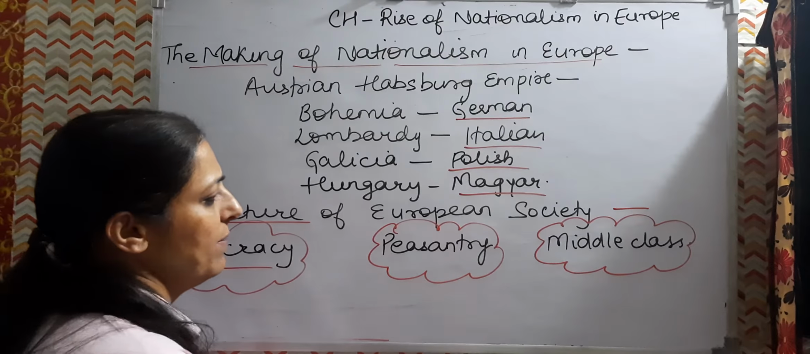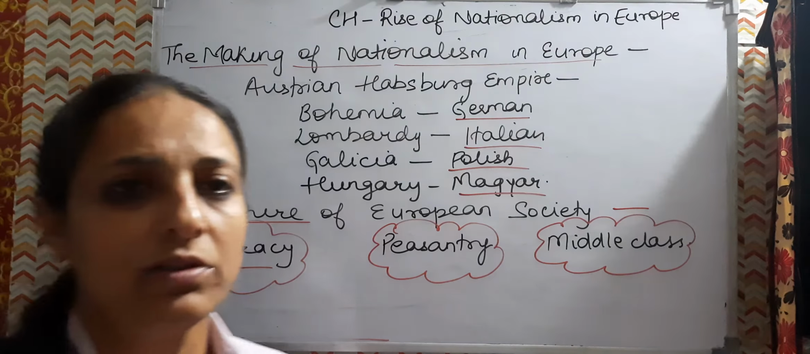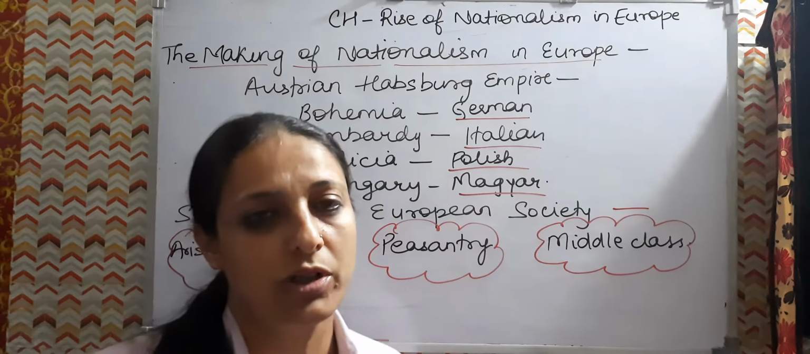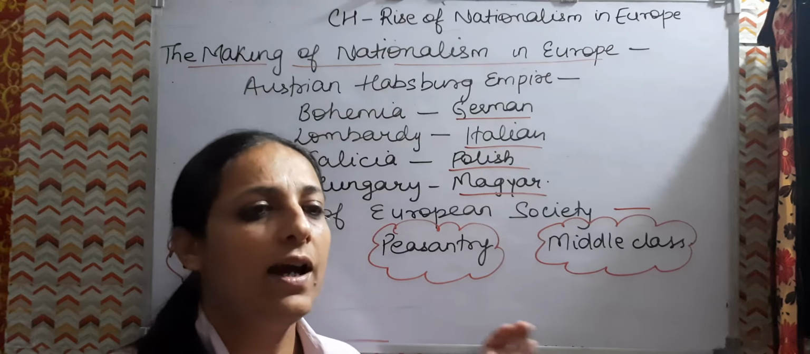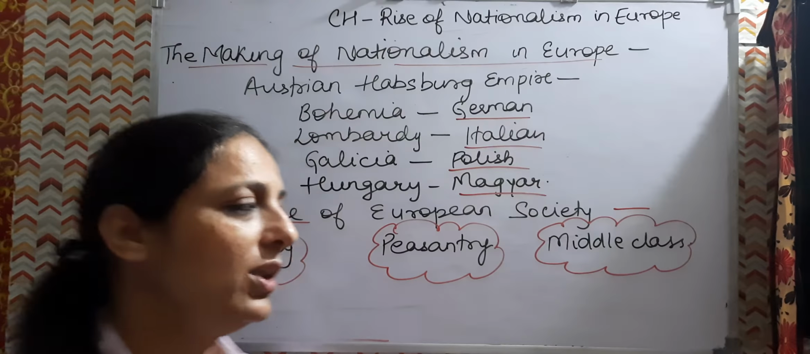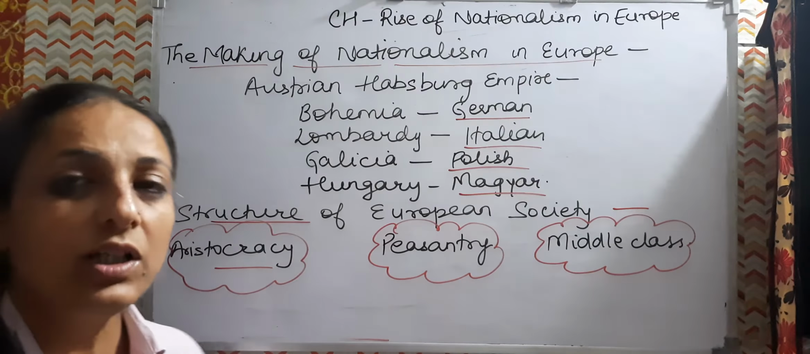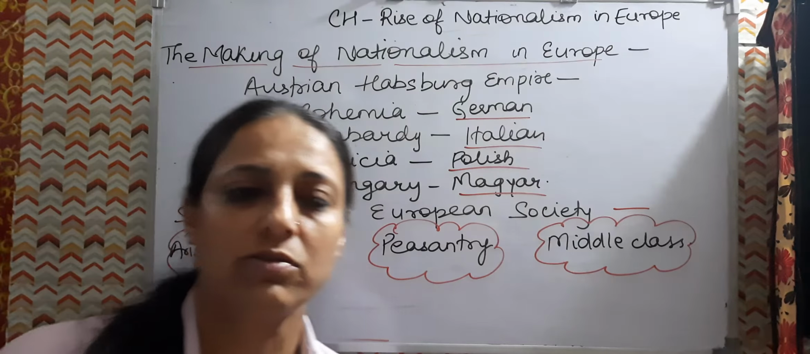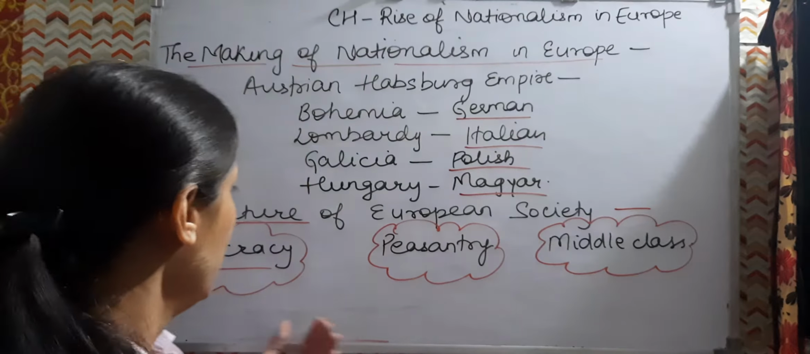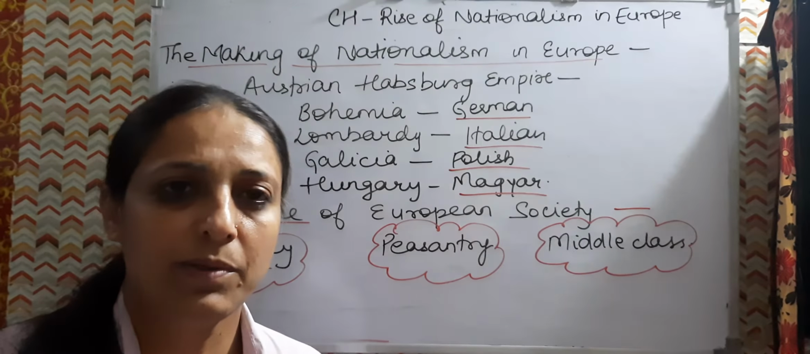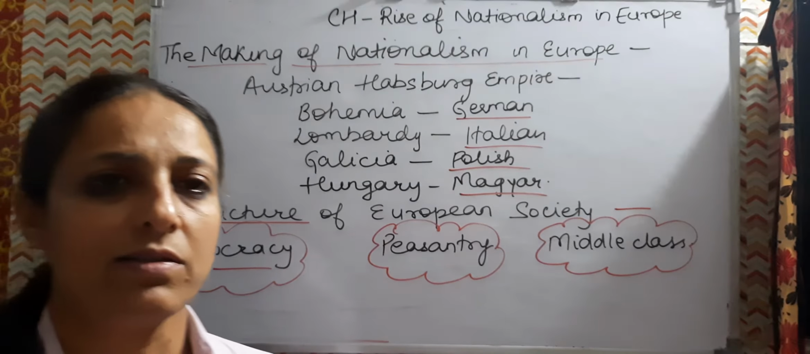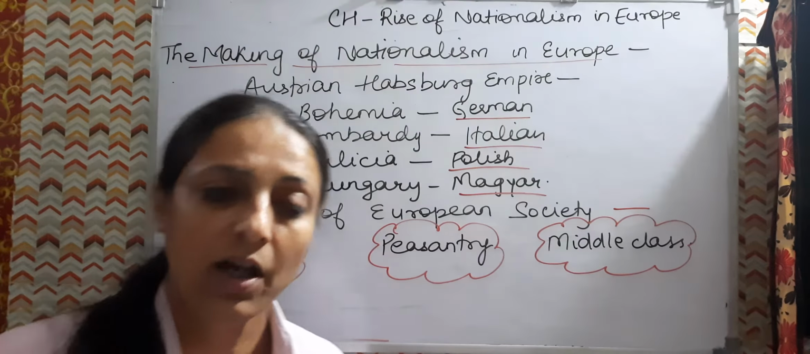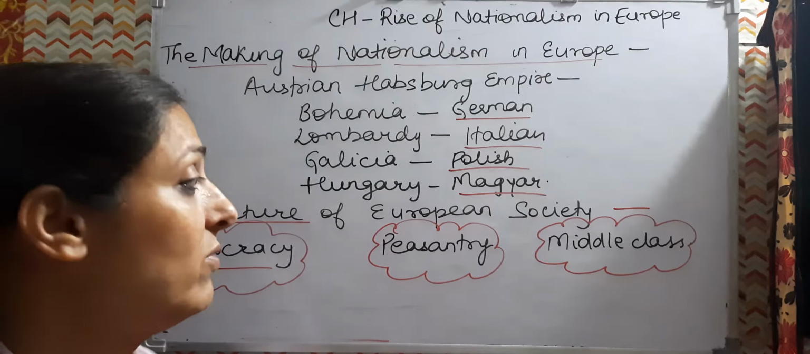The next group, the peasantry, was more in number. Numerically they were the majority of the population, they were poor, and they used to take care of the lands of the aristocrats. So this was basically the two tier structure of European society, the aristocracy and the peasantry. And mostly in Central and Eastern Europe, there were autocratic monarchies where an absolute monarch was ruling.